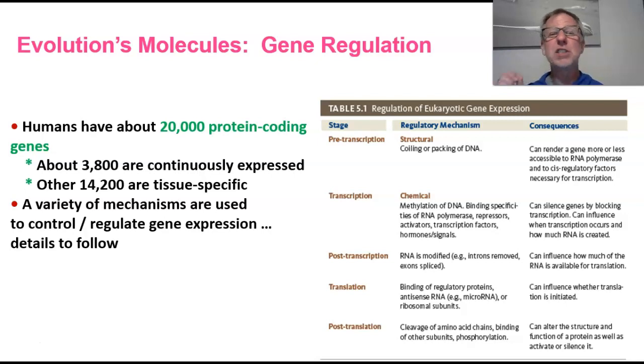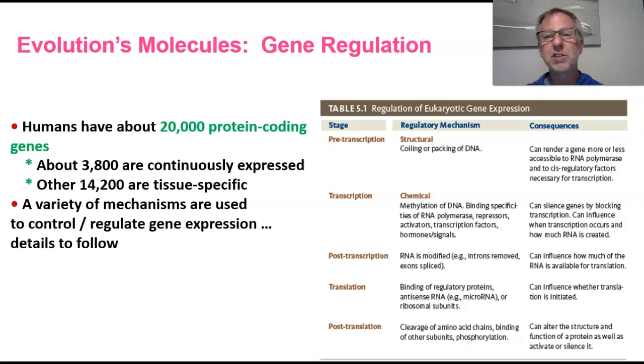Then there's about 14,200 genes that are very tissue specific, only being expressed, say, in a muscle cell or nerve cell or certain types of connective tissues, etc. It's incredible how we work as multicellular creatures. Gene regulation is absolutely essential for any creatures that are multicellular. And then there's a variety of mechanisms, processes that are used to control or regulate this gene expression. So check out the table. This table is packed with information. You should be able to summarize this, though.